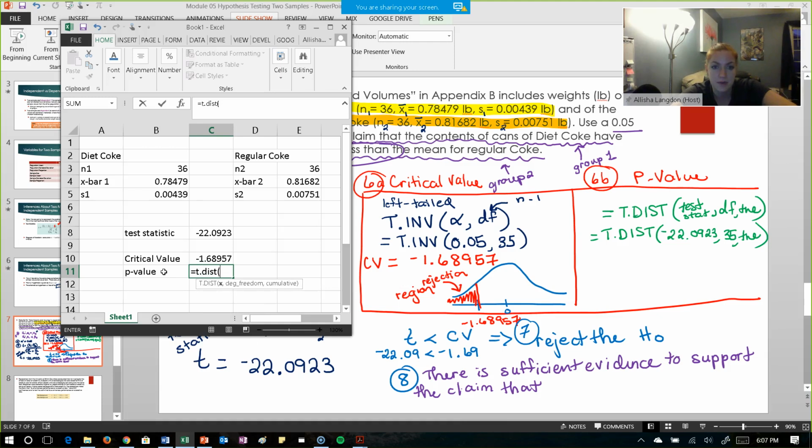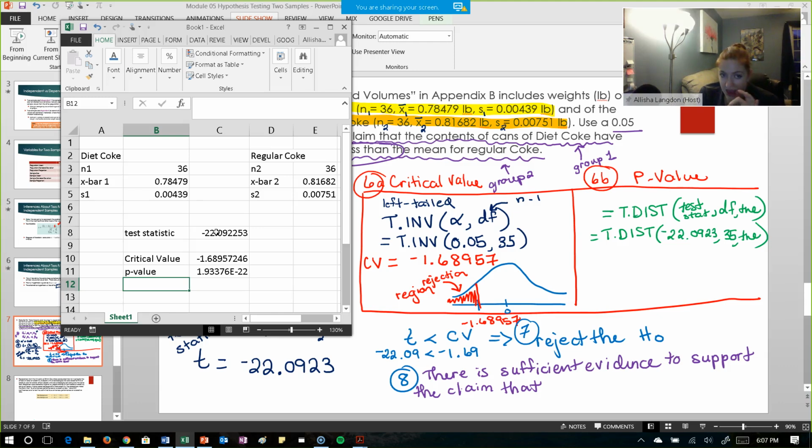T.dist. And we can use this because it is left-tailed as well. We just plop it right in. We're going to want to grab our test statistic. Let's not rewrite that because we don't want to mess it up somehow. So we're just going to grab that using a reference cell. Comma, degrees of freedom are 35. And true. Okay. Boom.